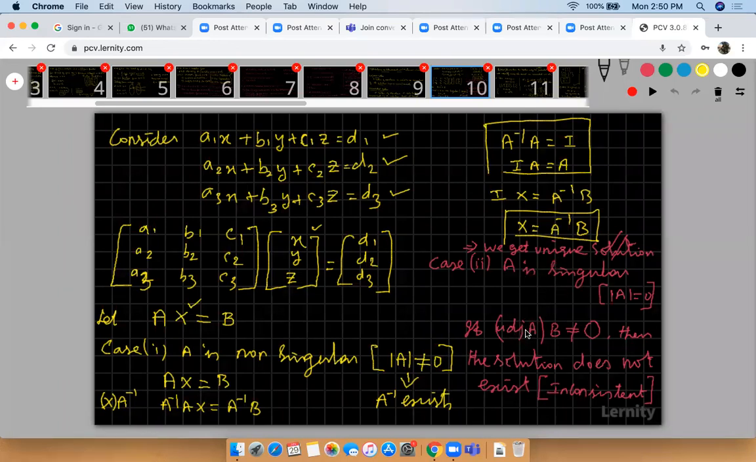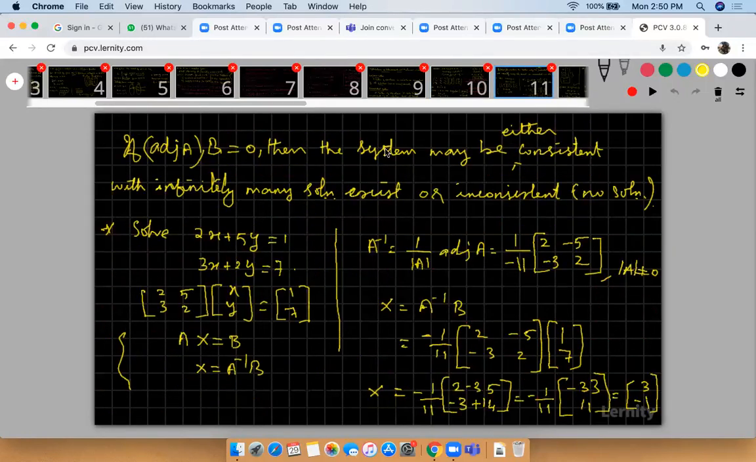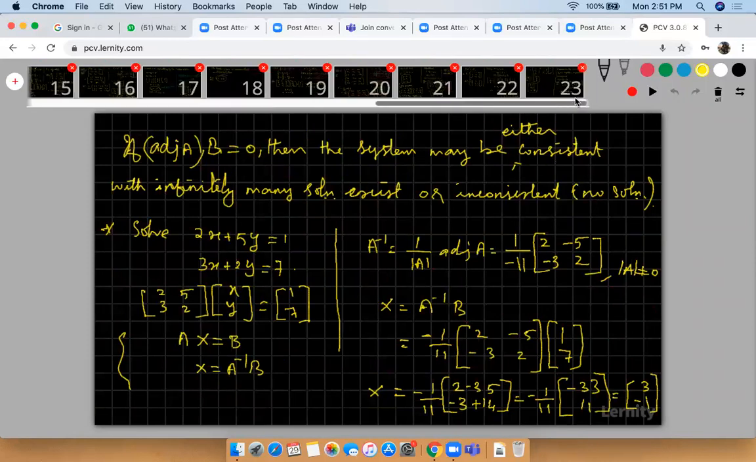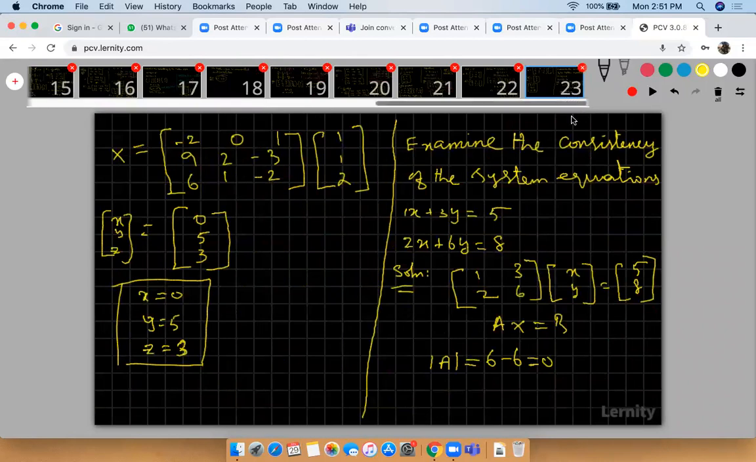A is singular means we have to verify that adjoint of A into B is not equal to 0, then the system is inconsistent. Adjoint of A into B equal to 0 means the system may be either consistent with infinitely many solutions, or inconsistent with no solution. So we have to check whether adjoint of A into B is 0 or not. Based on that, we conclude whether infinitely many solutions exist or the system of equations is inconsistent.